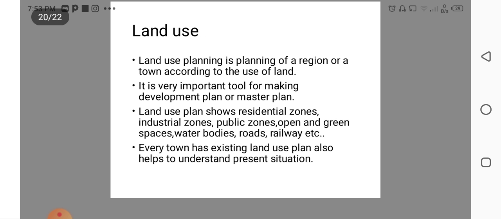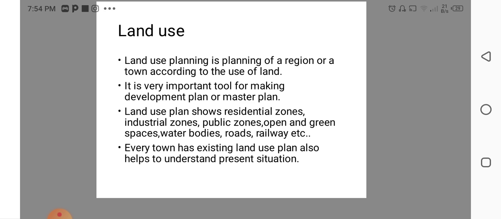Now I'll be going through land use. Land use planning is the planning of a region or a town according to the use of land. It is a very important tool for making a development plan or master plan. A land use plan shows residential zone, industrial zone, public zone, open and green space, water bodies, railway, roadways, etc. Every town has an existing land use plan. It also helps to understand the present situation.